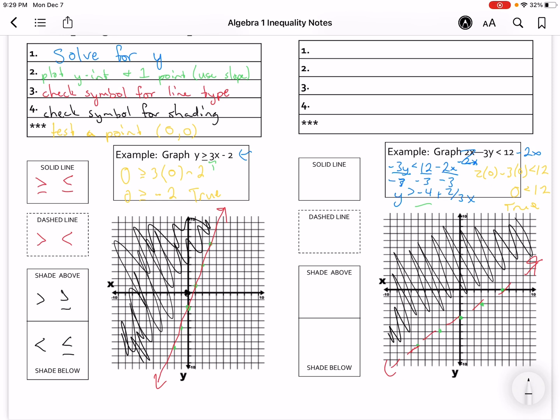So again, this time, my answer is only this shaded area. My answer is not on the line because the line is dashed, which means it is not part of the solution. If you have any questions, please let your math teacher know.